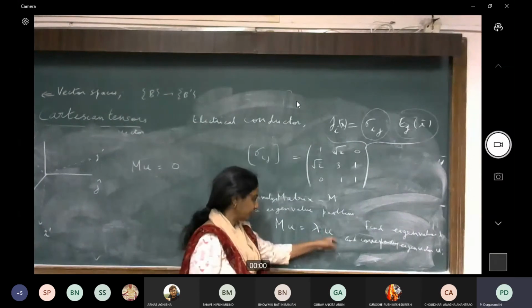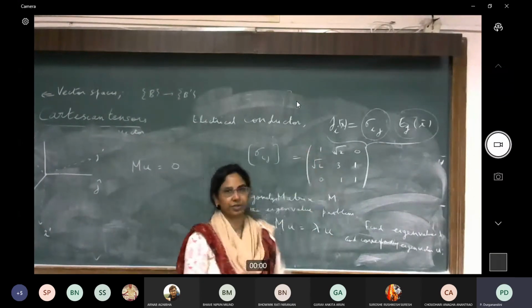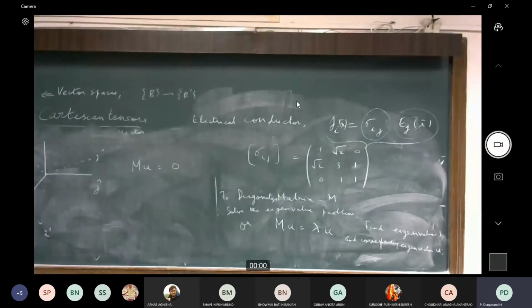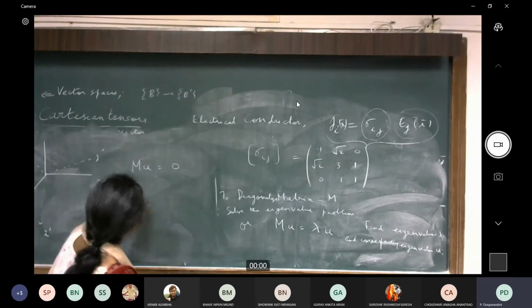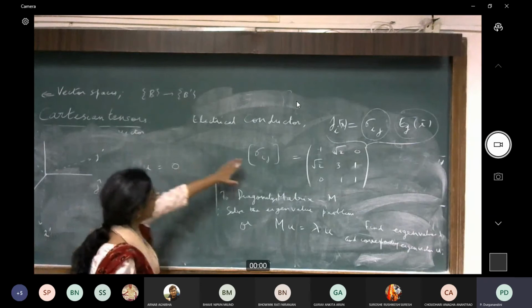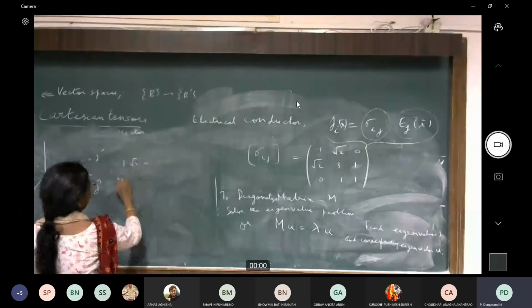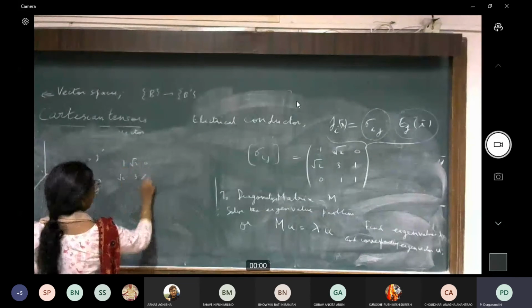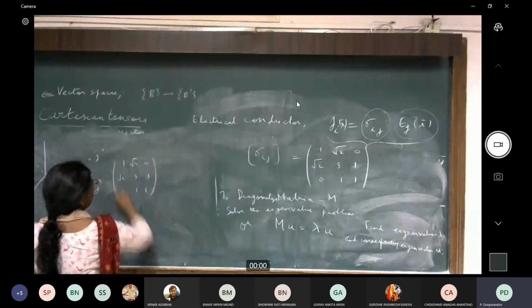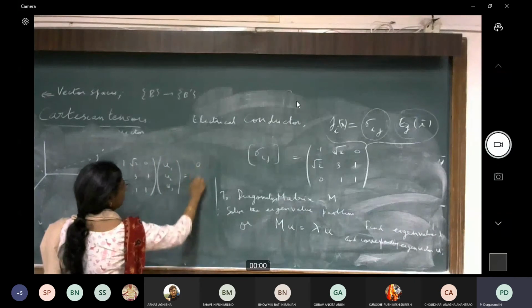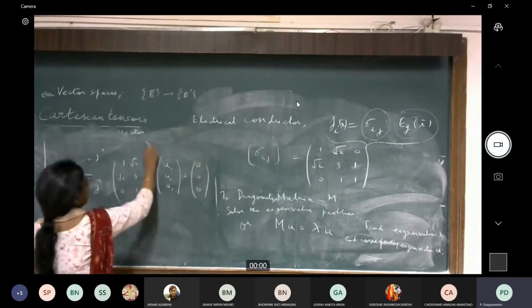So lambda 0 into U, and that I can see from the determinant. We know that the determinant does not change under any kind of similarity transformation, right? So I can directly do this. Now my M is nothing but sigma ij. So I simply take the matrix 1, root 2, 0; root 2, 3, 1; 0, 1, 1 times U1, U2, U3 equal to 0, 0, 0. Solve for lambda equal to 0.